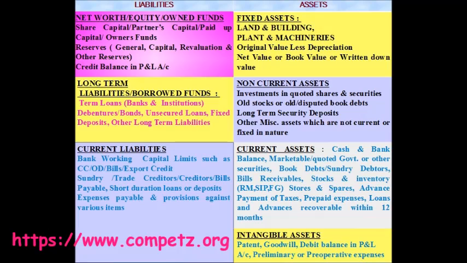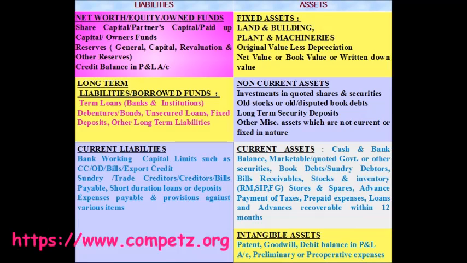So my dear friends, what comes under the balance sheet? Let's have a quick gist. The balance sheet is segmented into two sides: liabilities and assets. Under the liability side is net worth, also known as equity or your own fund. In it mainly come share capital, partner's capital, paid up capital, owner's fund, then all your reserves: capital reserve, general reserve, revaluation reserve and other reserves. Last comes the credit balance in your profit and loss account.